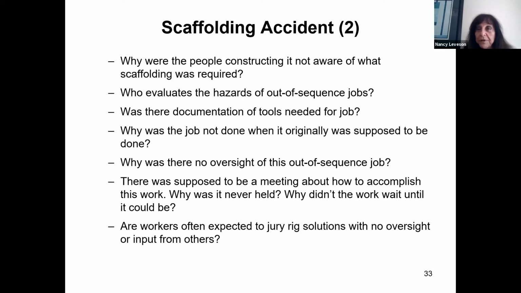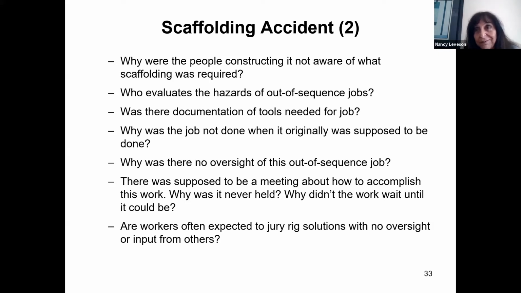There was supposed to be, it turned out, a meeting about how to accomplish this work with the company that was making this part that was late. They were going to meet with the workers and the managers. But it says in the accident report that the meeting was never held. It doesn't say why it wasn't held, and why they didn't just make the work wait until it could be held.